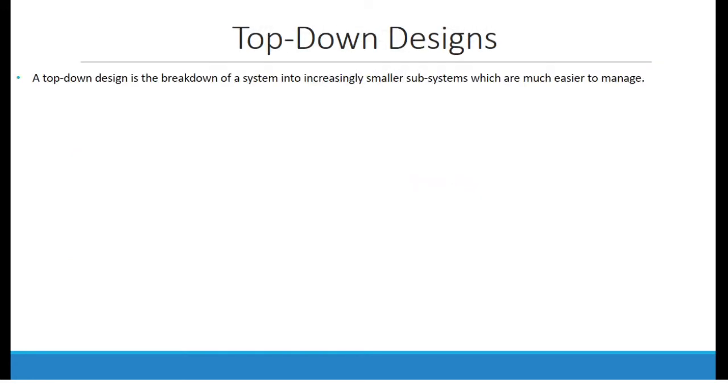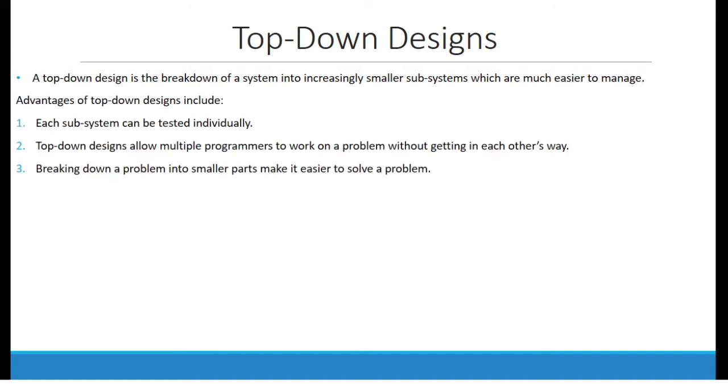A top-down design is the breakdown of a system into increasingly smaller subsystems, which are much easier to manage. Advantages of top-down designs include: each subsystem can be tested individually. Top-down designs allow multiple programmers to work on a problem without getting in each other's way. And breaking down a problem into smaller parts makes it easier to solve a problem.